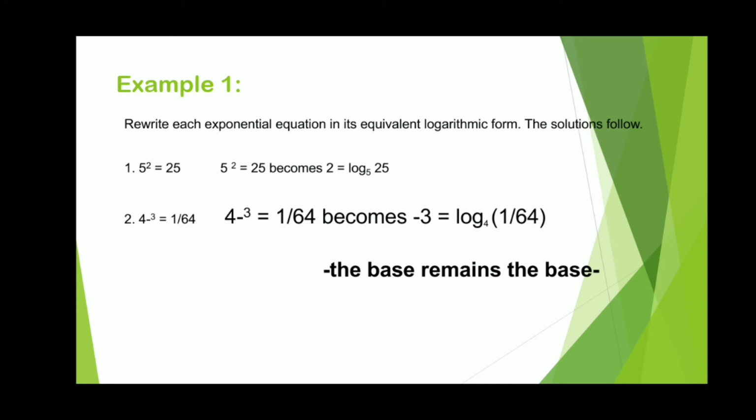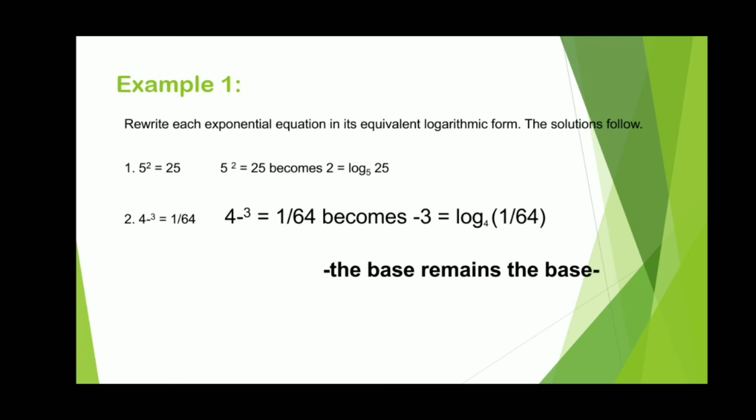So we have example 1 here. Rewrite each exponential equation in its equivalent logarithmic form. The solutions follow. Number 1, 5 with the exponent of 2 equals 25. It becomes 2 equals log base 5 of 25. We put the 2, the exponent, on the left, we put log base 5 for the number 5, and we copy the 25. So that's the answer to number 1.